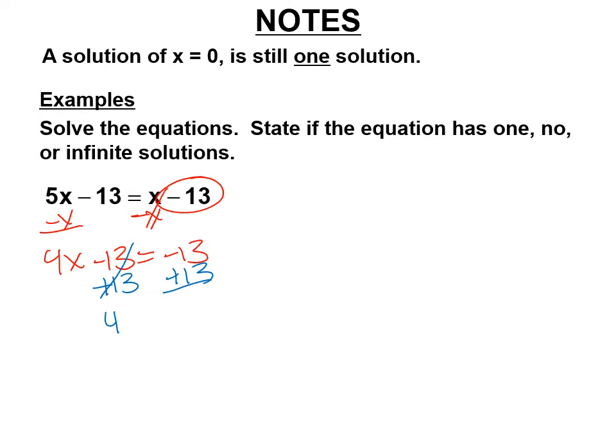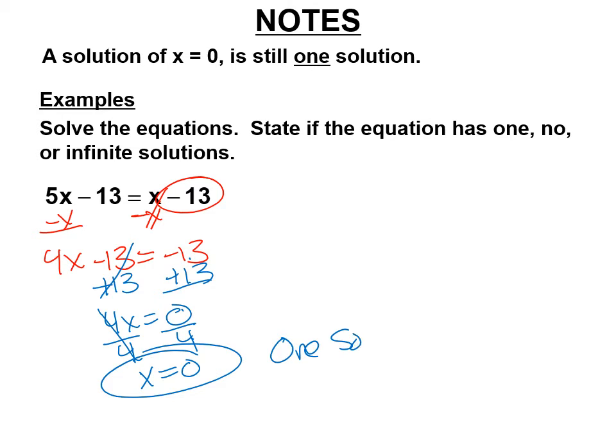We get 4x equals negative 13 plus 13 is 0. Divide both sides by 4, right? What is 0 divided by 4? It is 0. So how many solutions is that? That is one solution, right?